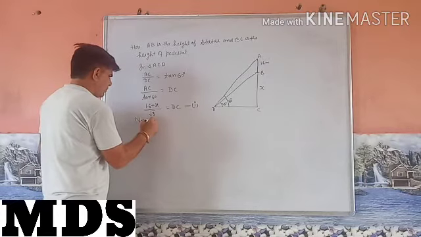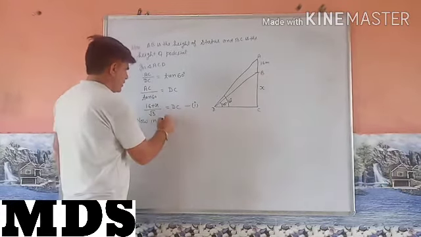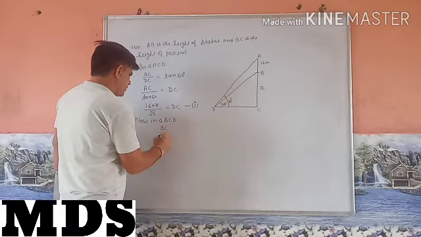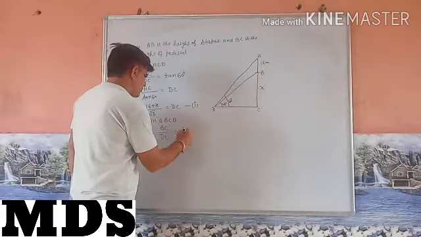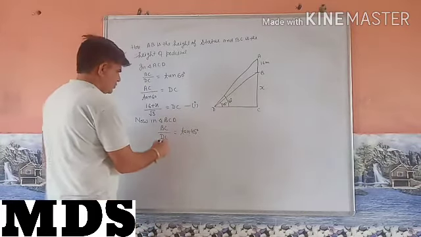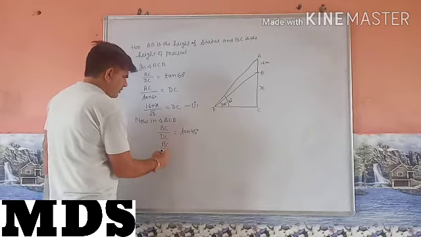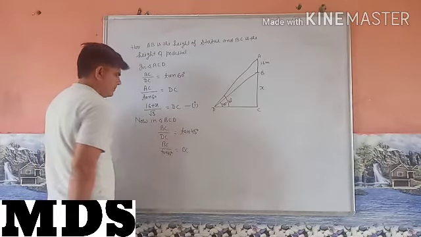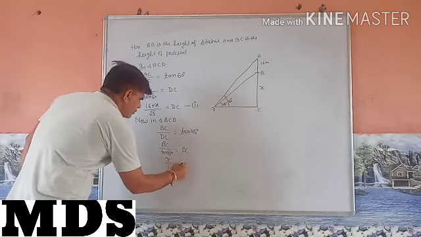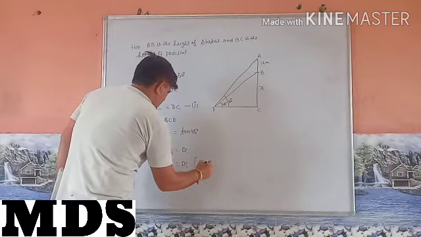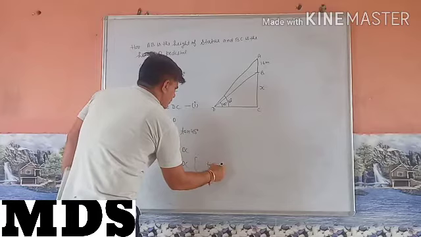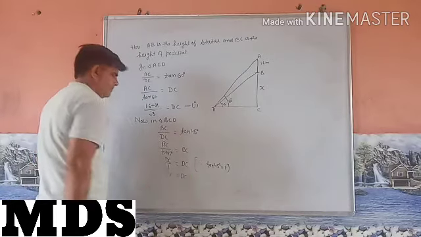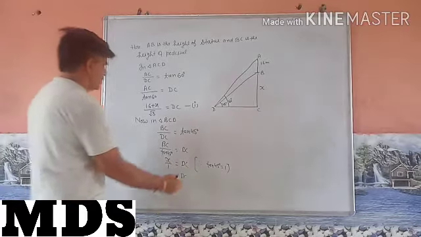Now in triangle BCD, BC by DC is equal to tangent 45. So BC by tangent 45 is equal to DC. BC how much? X by 1 is equal to DC, because tangent 45 degree is equal to 1. So X is equal to DC. Understood? This is your second equation.